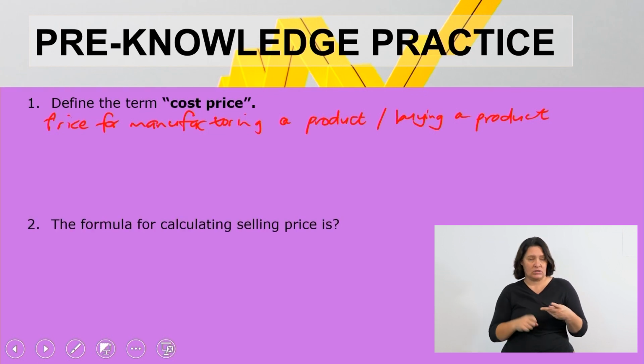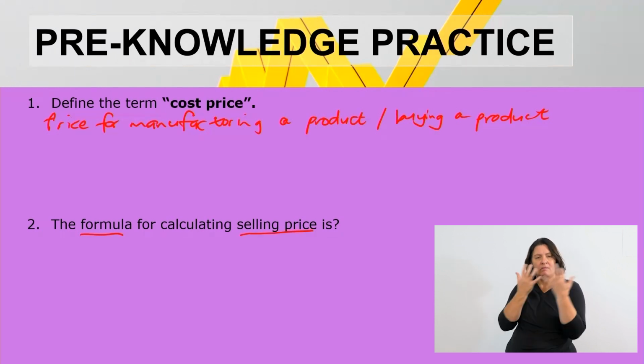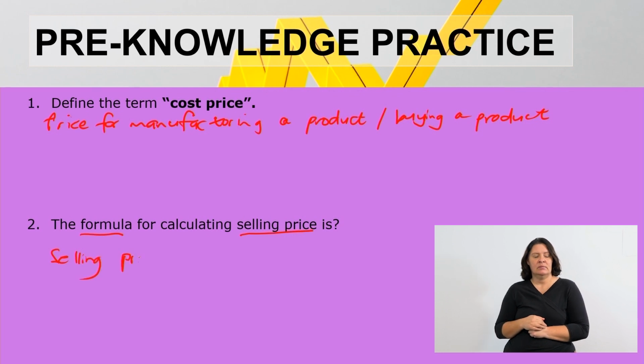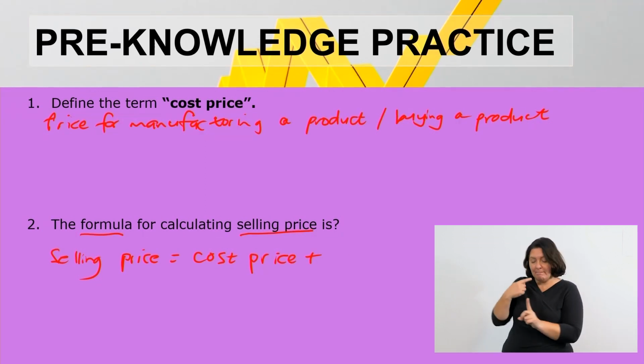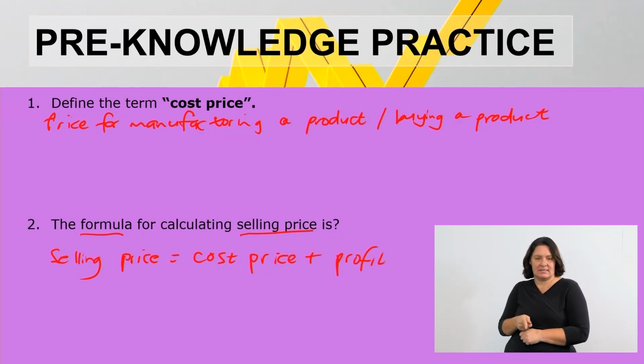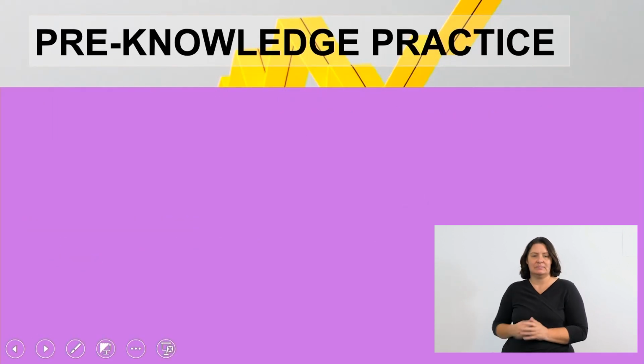Let's look at another question. So second question, we want to know, what is the formula for calculating the selling price? I'm looking for the formula for calculating selling price. All right, remember to get the selling price, I'll have to take my cost price, so meaning what I've paid for that product, should it be a product, the cost price, plus the profit that I would like to make on this item. So remember, selling price equals cost price plus the profit you'd like to make on an item.